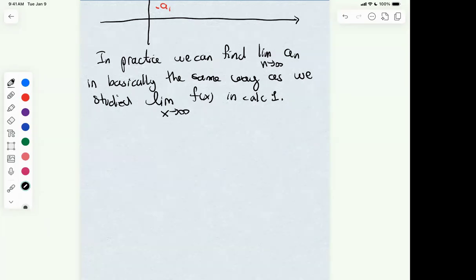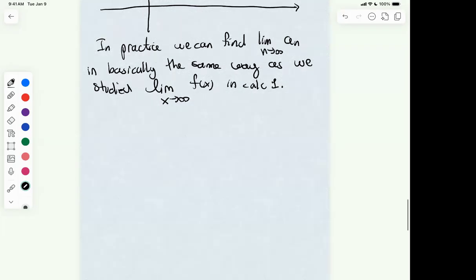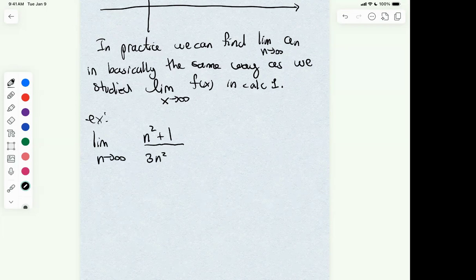Just let me give you a few examples. What would be the limit as n goes to infinity of n squared plus 1 divided by 3n squared plus n, right?